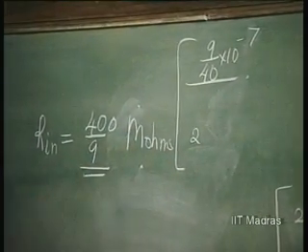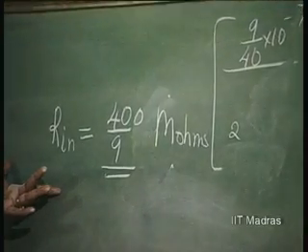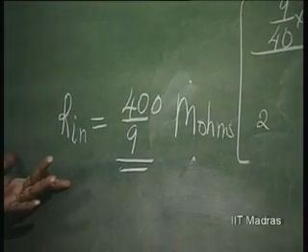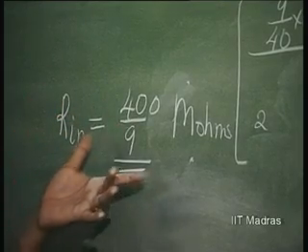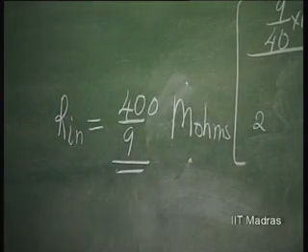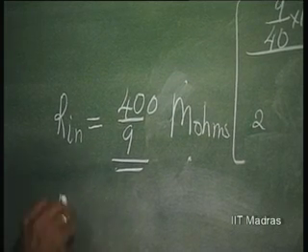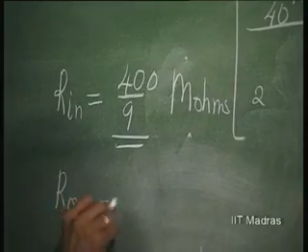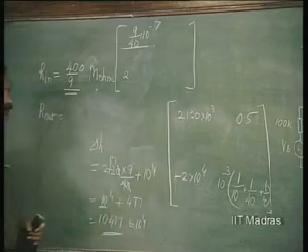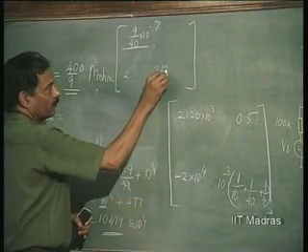This is the kind of input impedance that this feedback amplifier has given you, 400 by 9 mega ohms. So, it has become almost an open circuit. Next, let us see what is the output impedance. That is going to be given by G naught, which is this divided by 10 to the power 4.